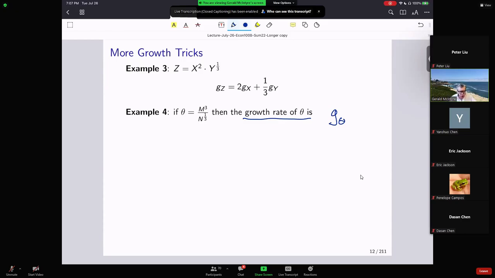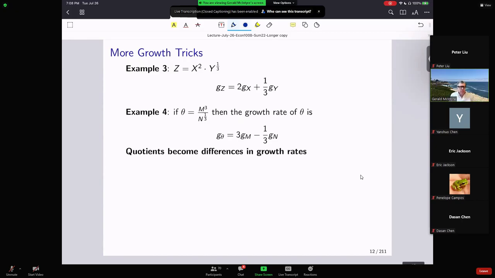All right, do you see that? So here's the division right here. That division becomes a minus sign in the growth rate. And then we know the exponents end up as coefficients on the growth rates. And so that's then the growth rate of theta. Product in the original function becomes a plus sign in growth rates. Division in the original function becomes a subtraction in growth rates. Very good. One way of saying that is quotients become differences in growth rates. Okay, that's the rule in words.